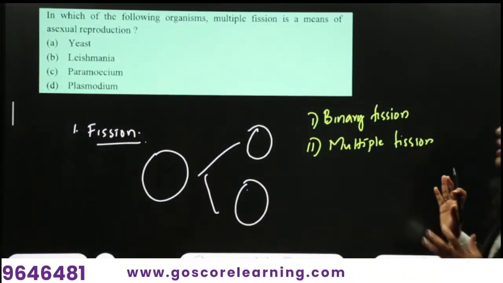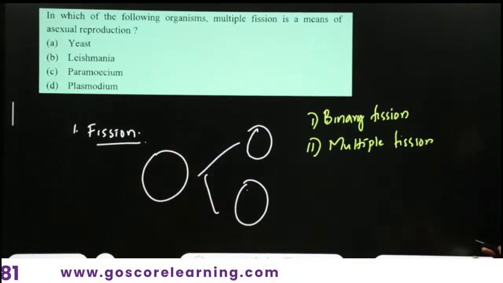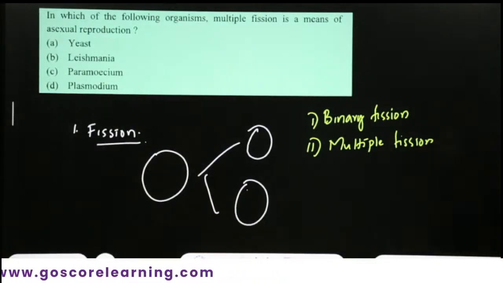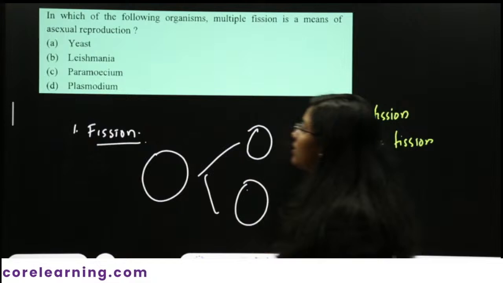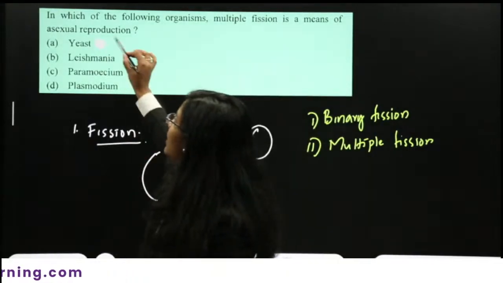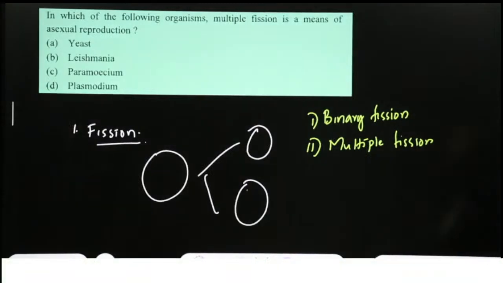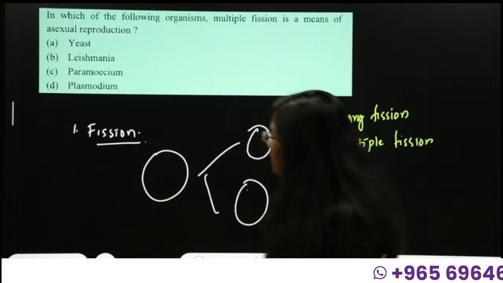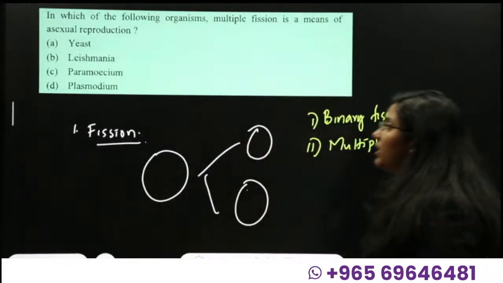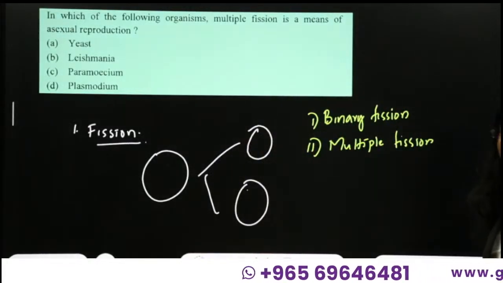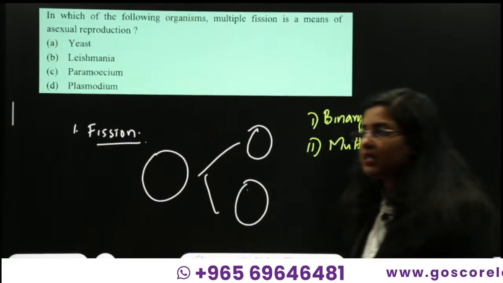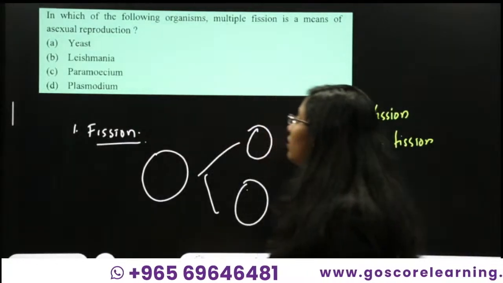Okay, so here the question is: in which of the following organisms is multiple fission a means of asexual mode of reproduction? The first option given here is yeast. In the case of yeast it is not possible; we could say budding is possible. Then the next one, Leishmania. Yes, of course fission is possible, but it is not multiple fission. What kind of fission is it? It is binary fission, so that is also not the correct answer.